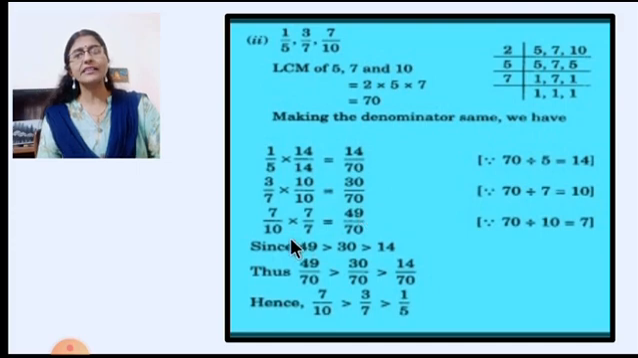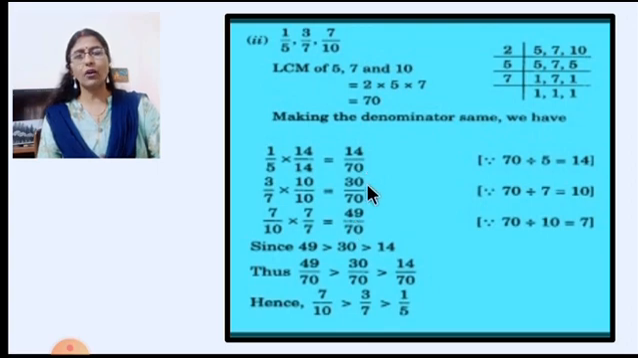Now the third fraction is 7 upon 10. 10 is there in the denominator, so we have to get 70. So 10 will be multiplied by 7, we'll get 70. And here, same thing, we'll write 7. 7 into 7 is 49.